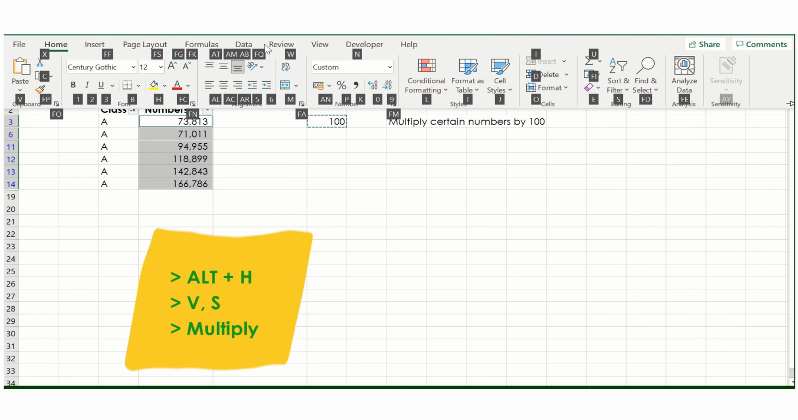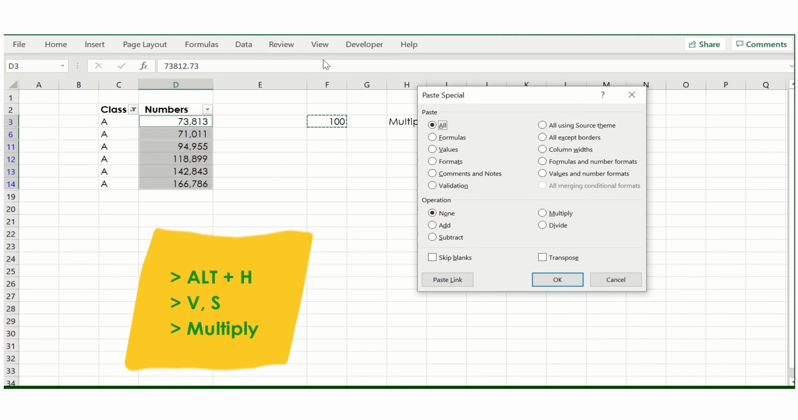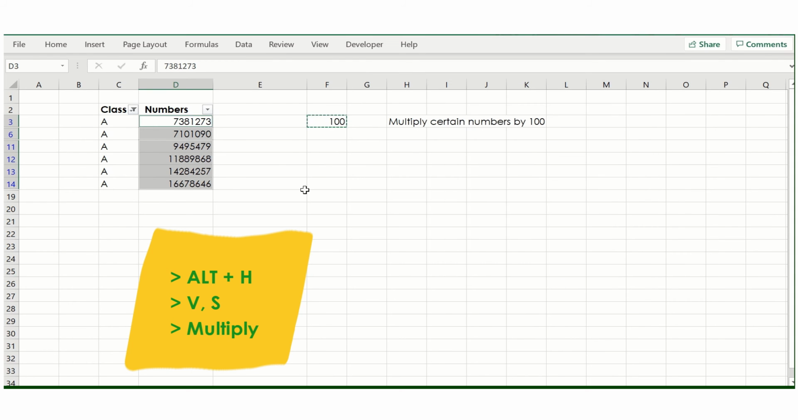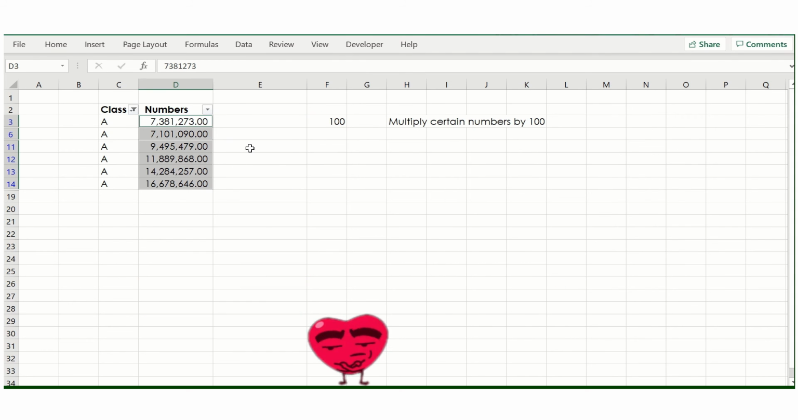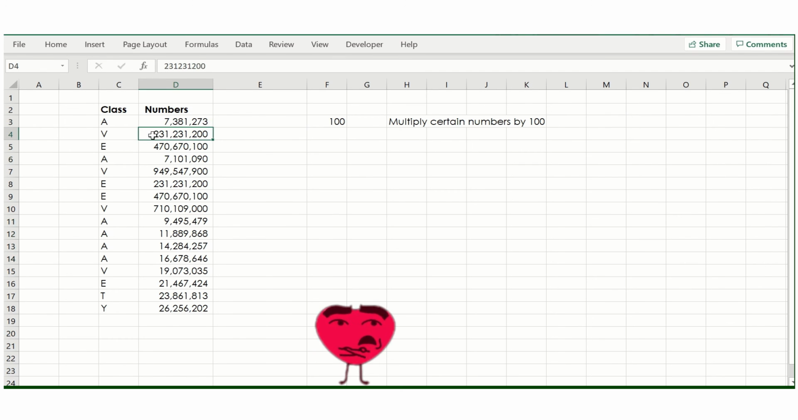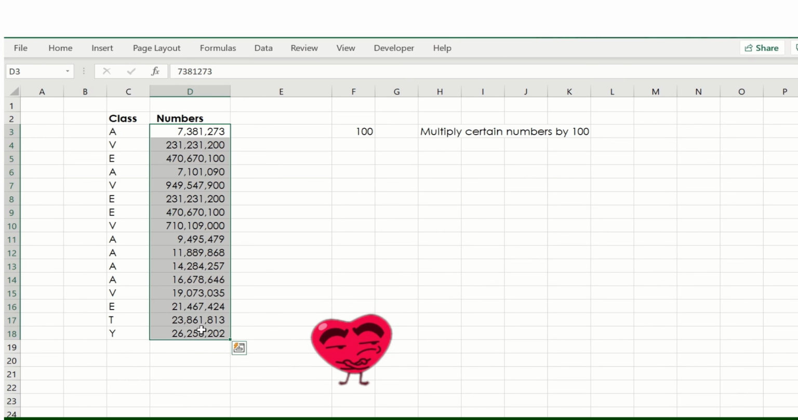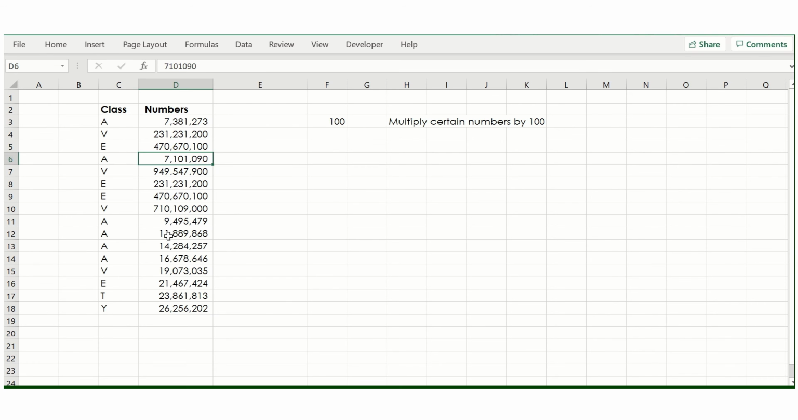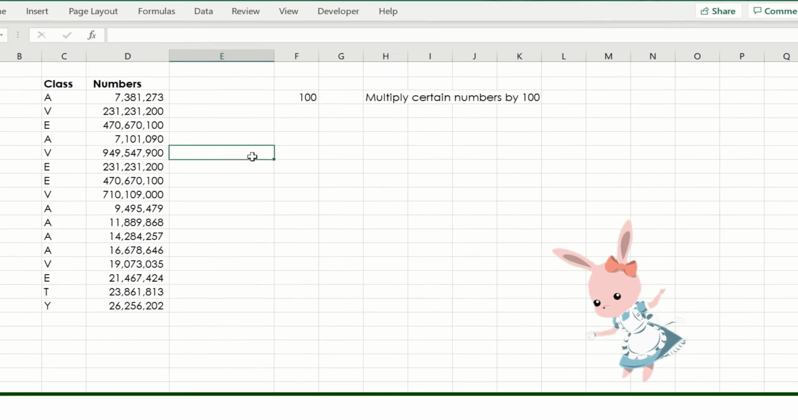Alt H for home, VS for paste special, multiply. Okay. And then unfilter. As you can see, we've multiplied all the cells in class A only. I hope you learned something.